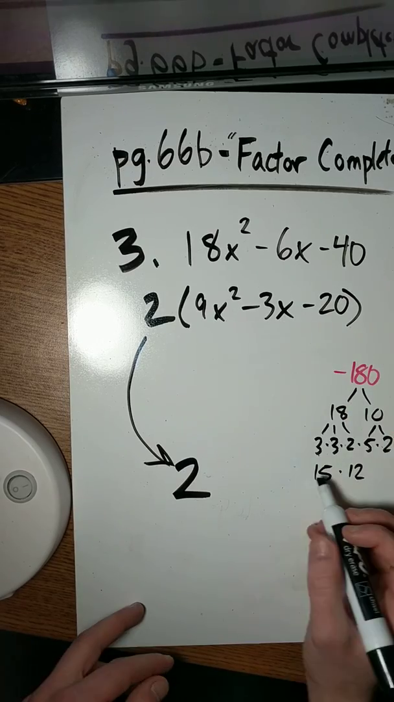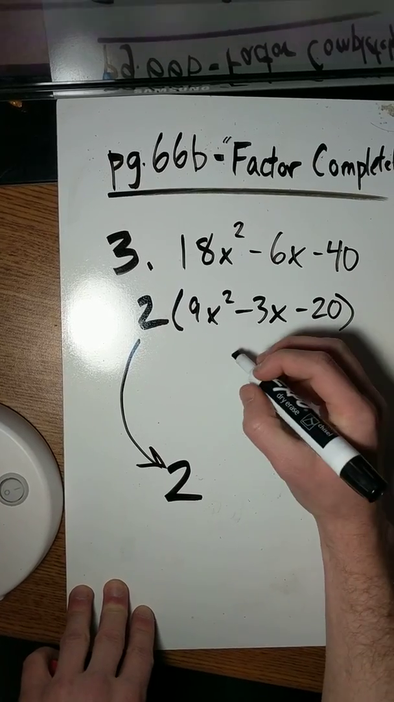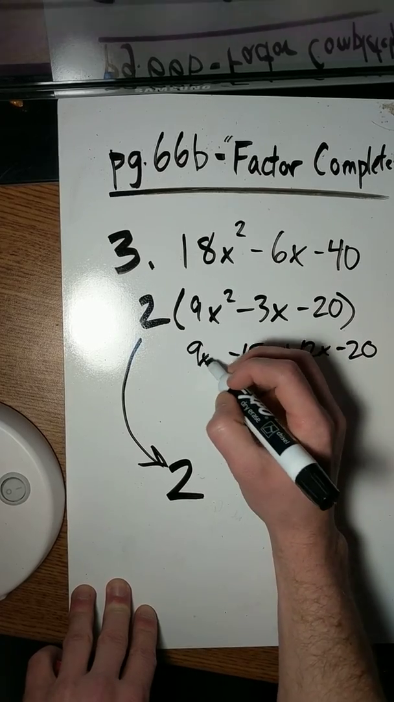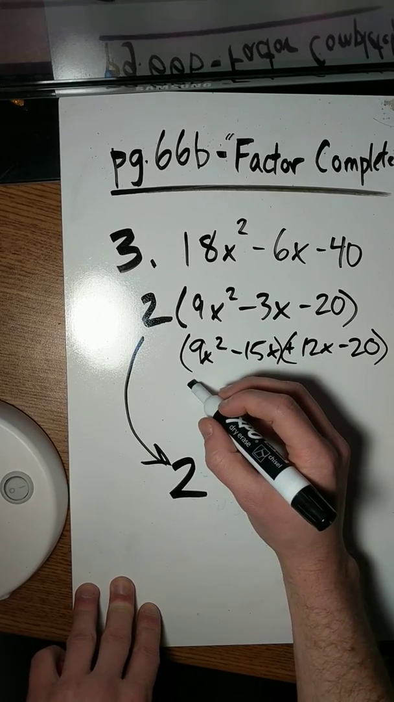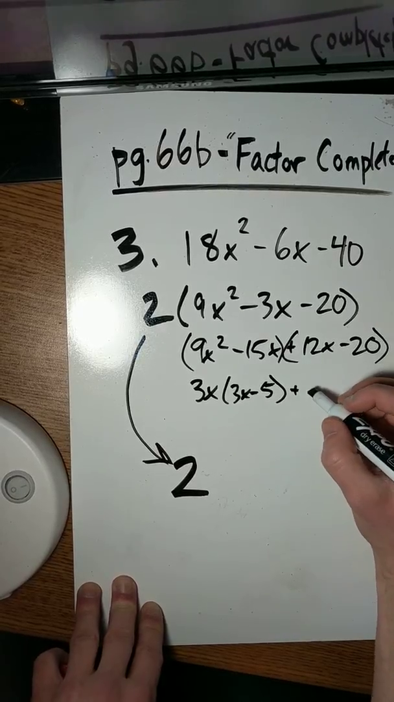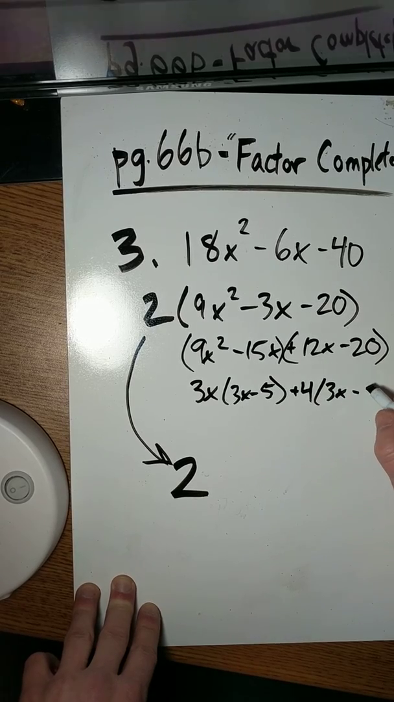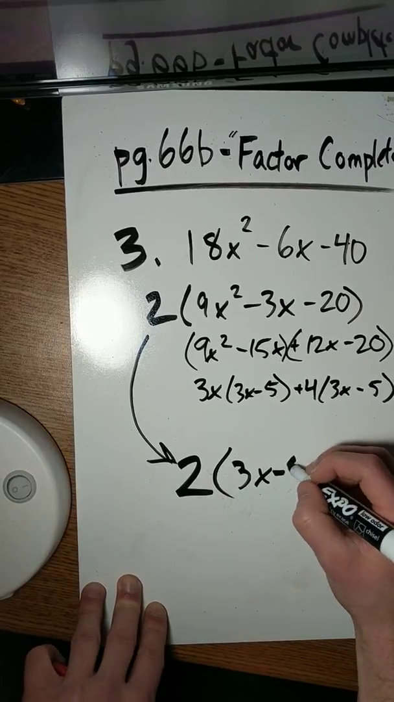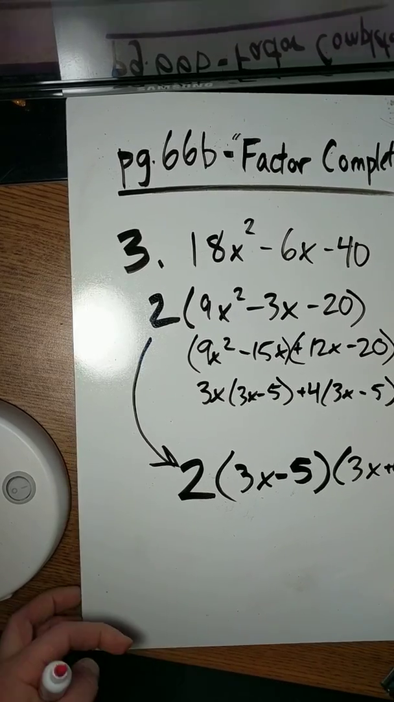We need the bigger one to be negative. So I'm going to go ahead and erase that. Our magic numbers are negative 15 and 12. So negative 15x, 12x. Okay, we could do our grouping. Here we could take out a 3x, and we're left with 3x minus 5. Here we could take out a positive 4, and be left with 3x minus 5. Okay, so our final factors then are 2, 3x minus 5, and 3x plus 4. Okay, whoops, plus 4.